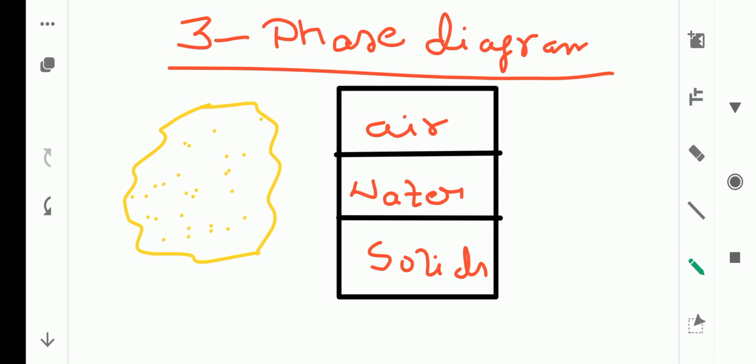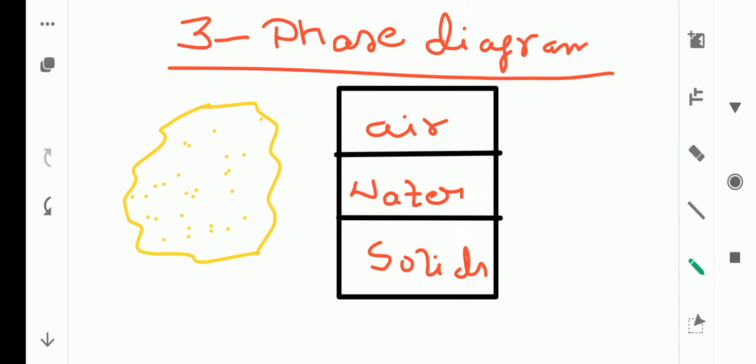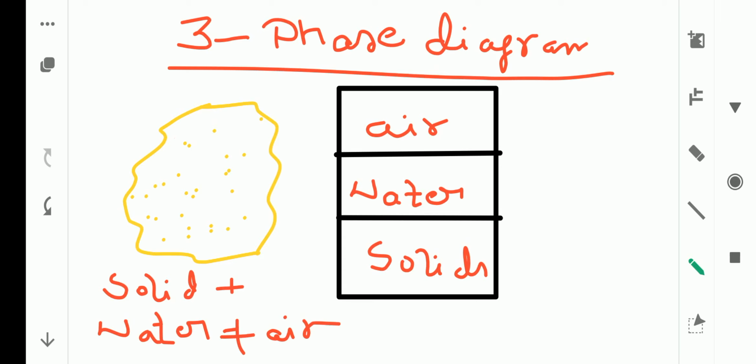So, this lump of soil, what do you think this soil consists of? Don't you think so? That this soil consists of solid particles, right? Solid particles plus water plus air, anything else? I don't think so. So, the soil lump consists of solids, water, and air.